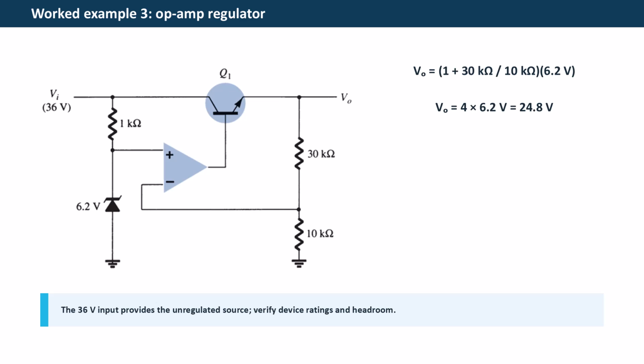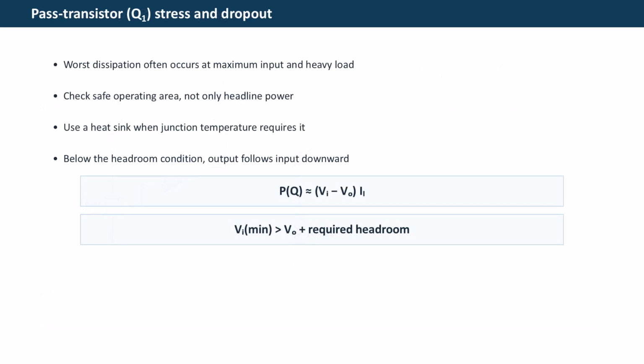24.8 volts. The input is 36 volts, leaving voltage across the pass transistor Q1. That voltage and the load current determine the transistor power dissipation. A linear regulator converts excess voltage into heat. Evaluate the pass transistor at the worst combination of input voltage and load current and consult its safe operating area curve. Dropout occurs when the input is too low to maintain the control action.